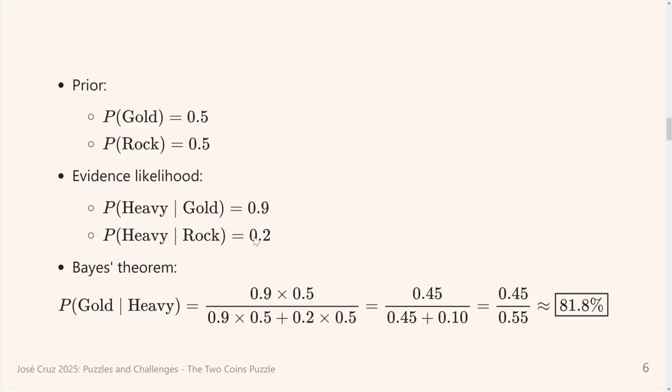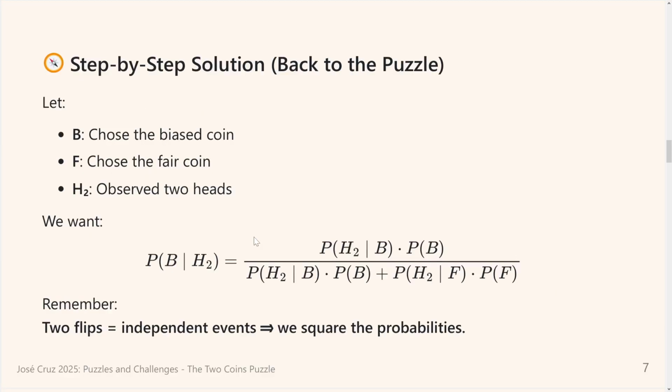And Bayes theorem, I can assure you, it's everywhere. So here is the step-by-step solution to the puzzle, if you want to follow. Let's say that B is choosing the biased coin, F is the fair one, and H2 because I will flip twice. So when you flip twice, you have two things that happen in sequence.